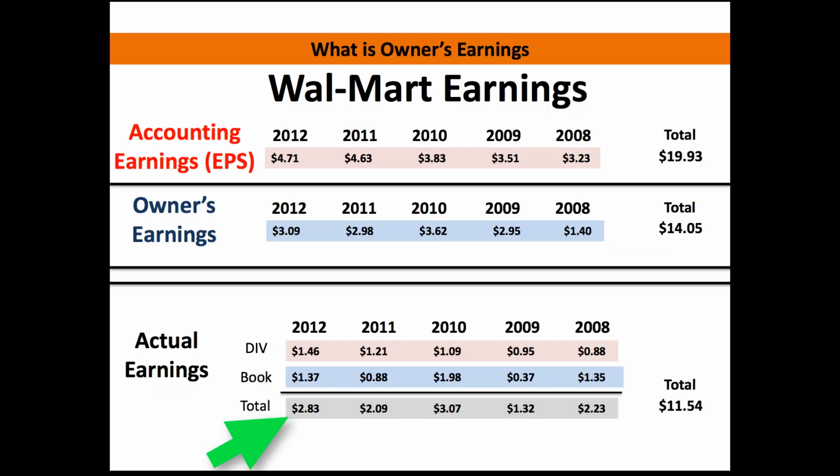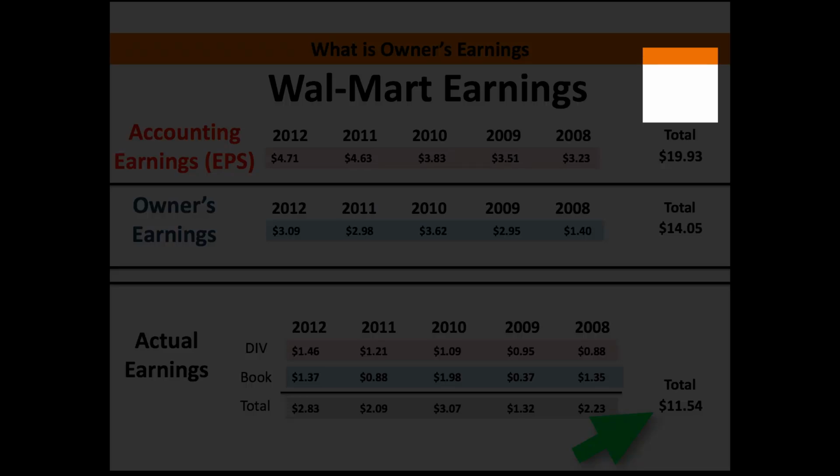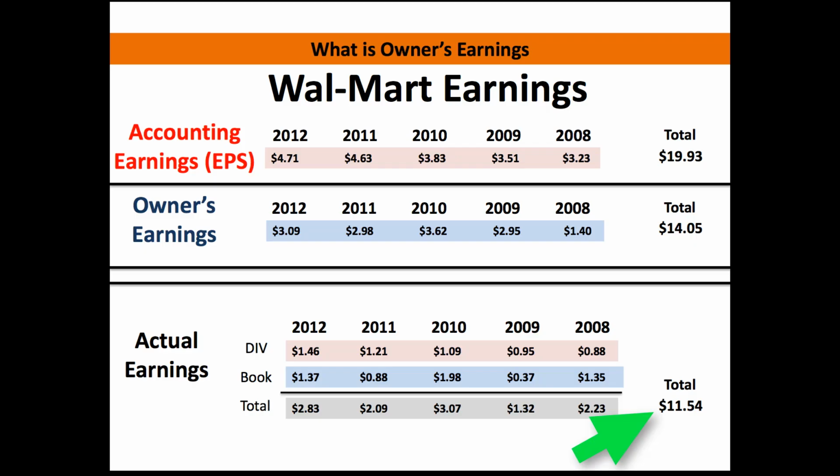And so what I did is I added up all of those dollars that you would have received as a shareholder if you owned Walmart from 2008 to 2012. You would have received $11.54, either indirectly paid into the book or paid directly to you for owning those shares, and that money was paid to you as a dividend.